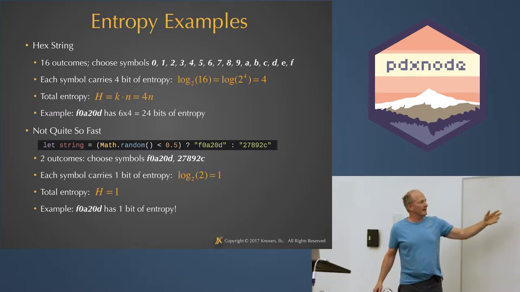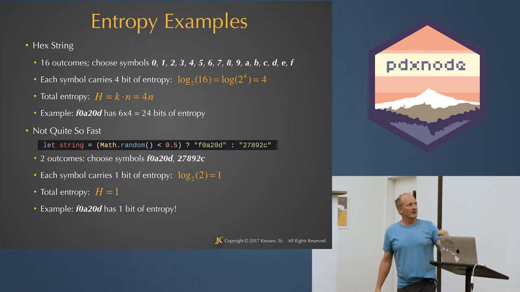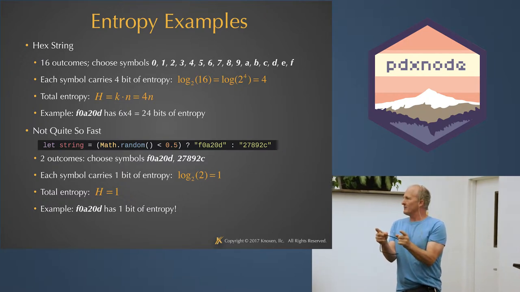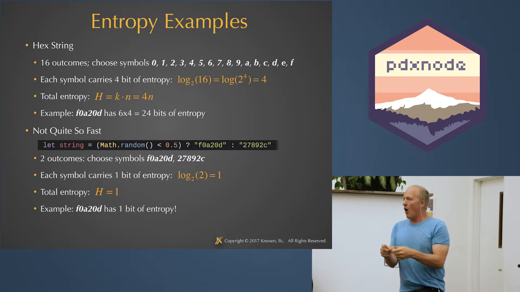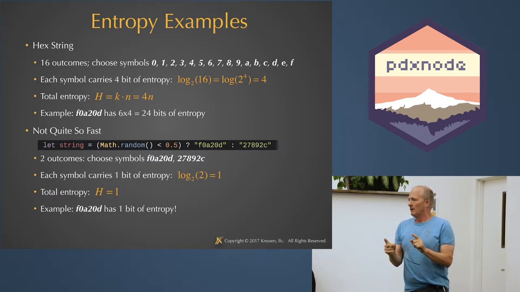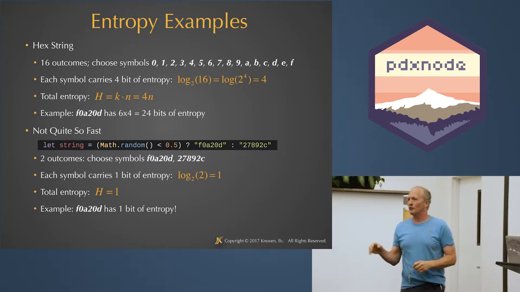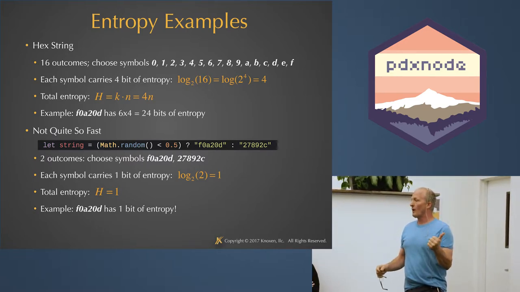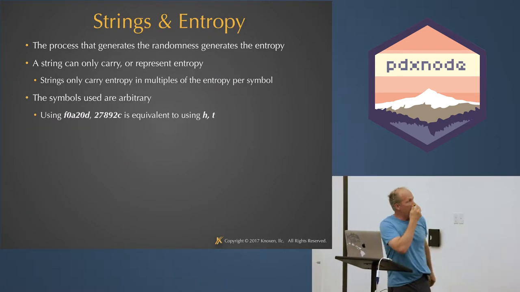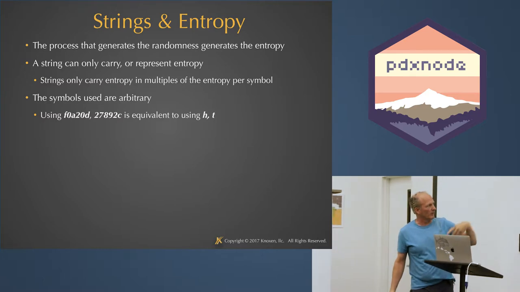The key takeaway is that the process that generates the randomness generates the entropy. You cannot look at a string and calculate how much entropy it has. You have to know what generated the randomness to get to that entropy. That's why, if you look at something like string entropy calculators, look at it and throw it away, because it's absolutely wrong. It makes the wrong assumptions based on something like this. A string can only carry or represent entropy. I'll talk a little more about that in a moment.